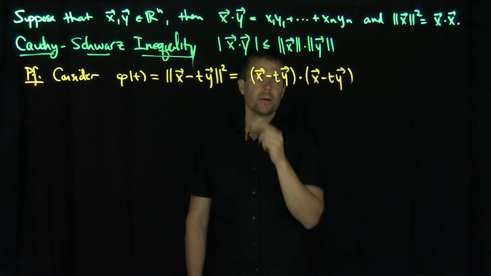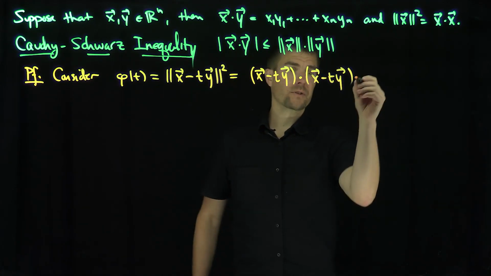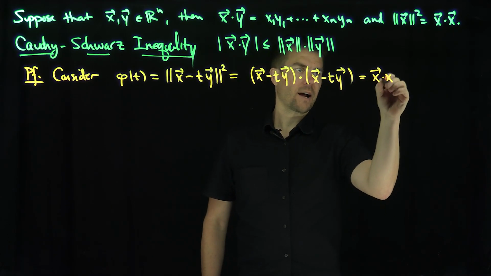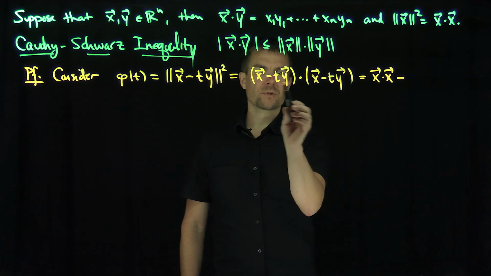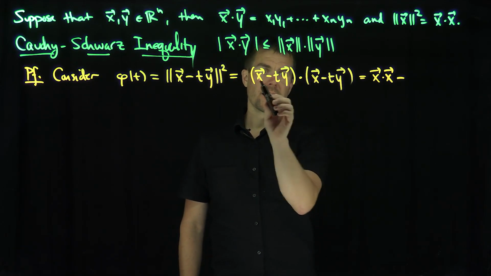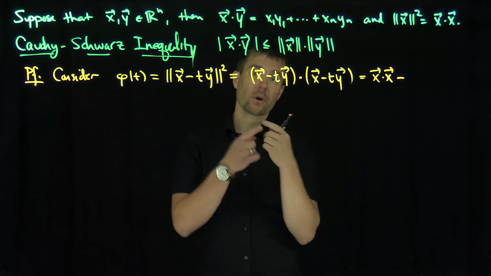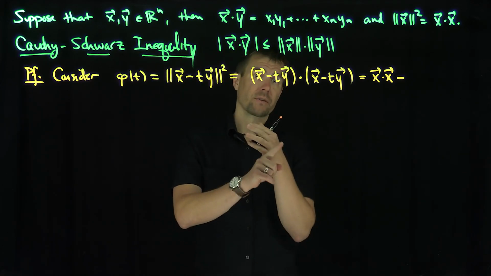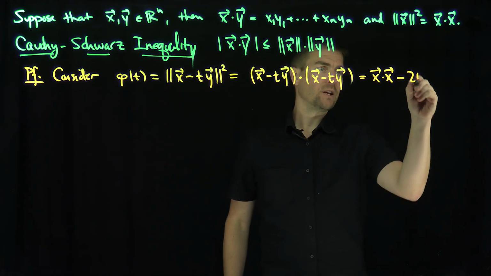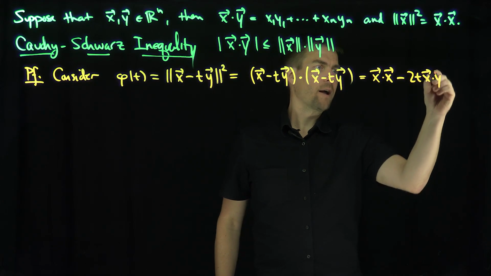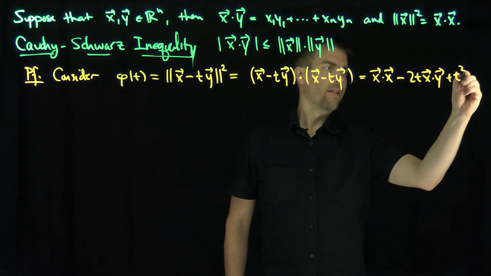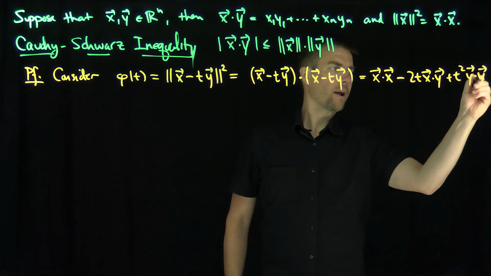Okay? And if we FOIL this out, which we're allowed to do by properties of inner products, we're going to get x dot x minus, then the cross terms are going to be a y dot x and an x dot y. Those are the same by the fact that the inner product is commutative in a real inner product space; for a complex inner product space, we'd put conjugates here. So we have minus 2t x dot y, and then a t and a t is a t squared, and then y dot y.